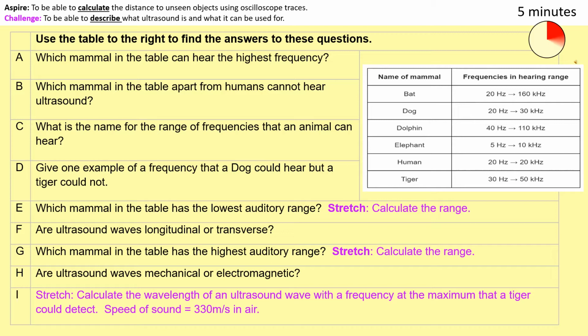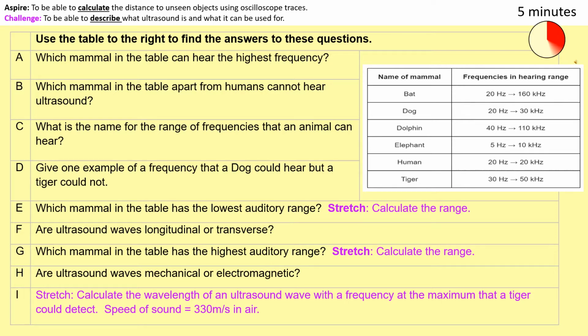For part B, which mammal in the table, apart from humans, cannot hear ultrasound? So remember, ultrasound is anything above 20,000 hertz. So try and find a mammal that cannot hear sounds above 20,000 hertz. For part C, what is the name for the range of frequencies that an animal can hear? Well, that is going back to the lesson that we did on sound and hearing. So that's a little bit of recall for you there. I have mentioned it in the starter.